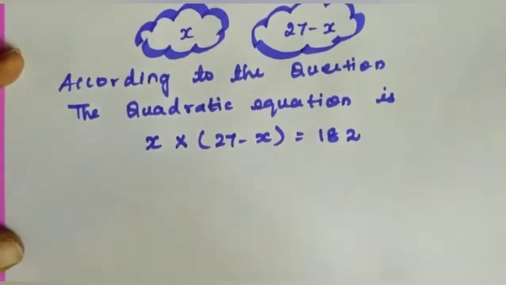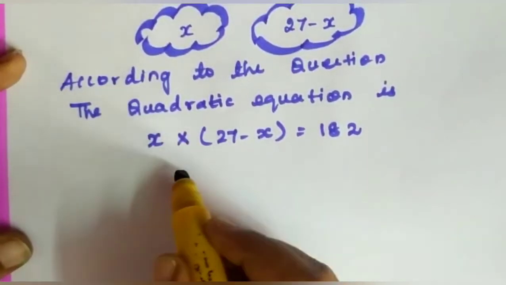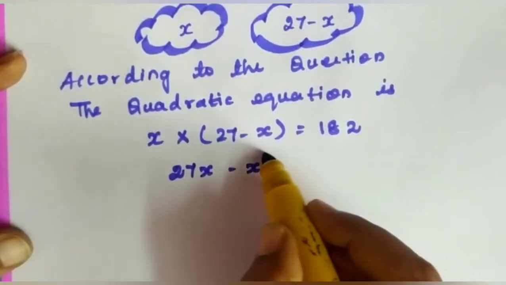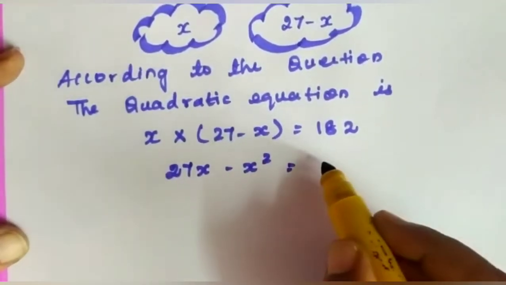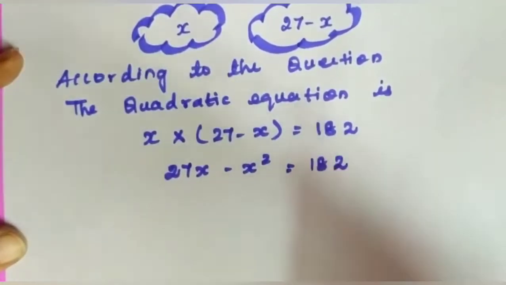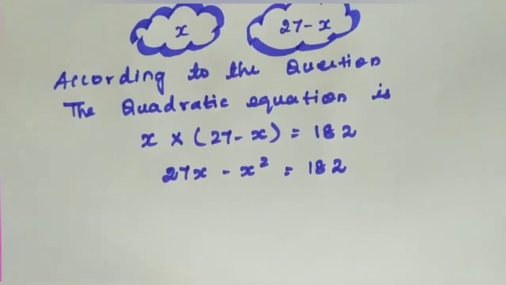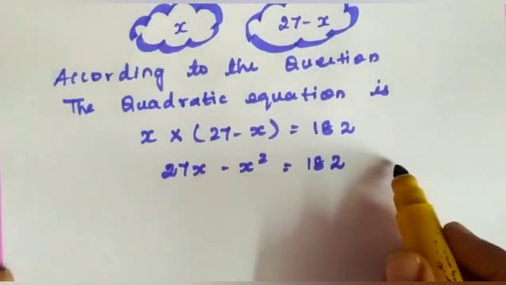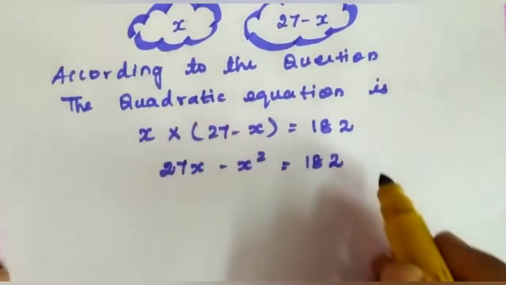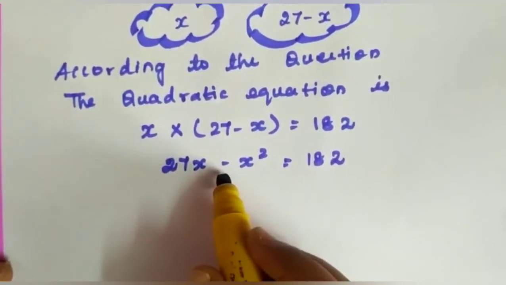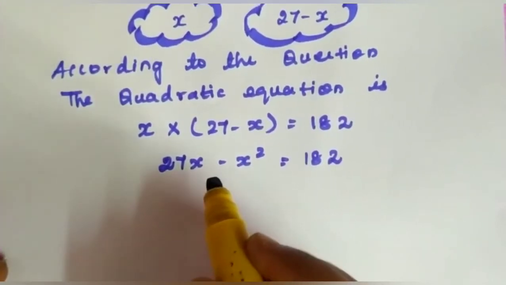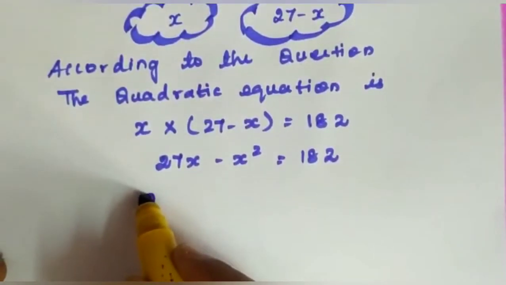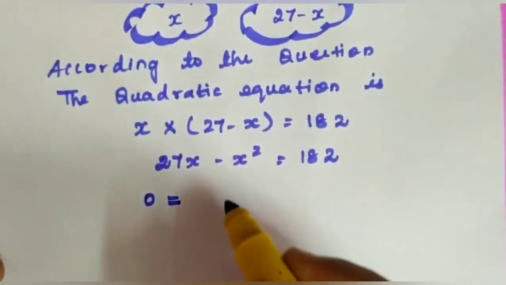Okay, then you have to multiply inside the bracket. So 27x minus x square is equal to 182. And then shift everything to the right hand side. Why I am shifting everything to the right hand side means I have negative sign in the x square term. So I am shifting everything to the right hand side. I am going to keep 0 in the left hand side.